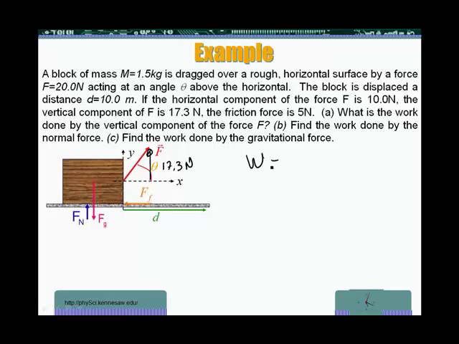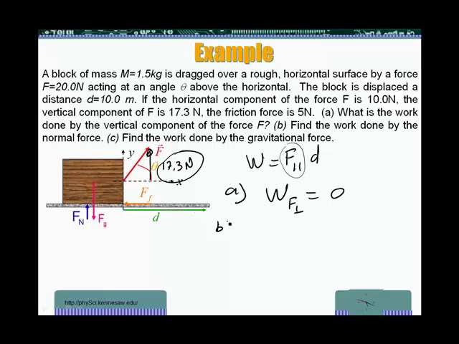Remember the definition of work is F parallel to the displacement times D. I need to find how much of F is parallel to D. Now here, this is my F, what I drew in black here. This is my D. They're perpendicular to each other. So none of these 17.3 newtons is going to be parallel to D, which means my answer for part A, for this F perpendicular, is going to be 0. 17.3 newtons times 0, since there is no displacement parallel to it.